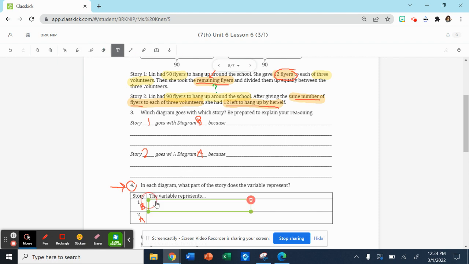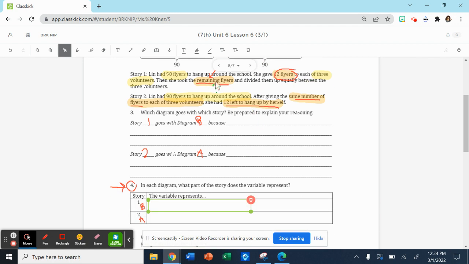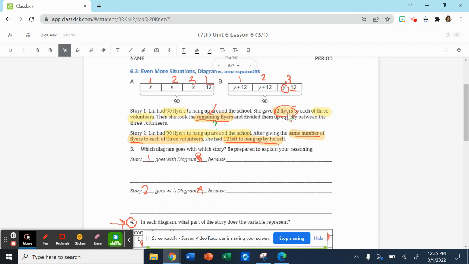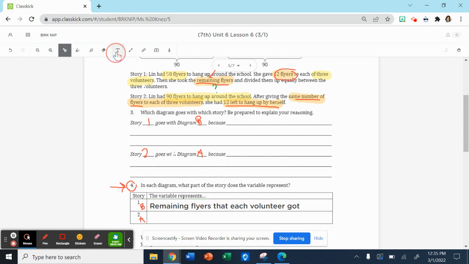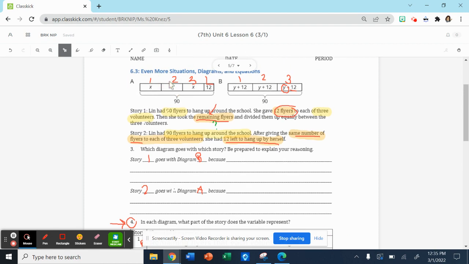We know that in story 1, diagram B, the variable, which is this Y, is the remaining flyers that each volunteer got. Because Lynn gives 12 flyers to each volunteer, that's the 12, and then she gives Y more flyers to each volunteer. We know that in diagram A, the X represents the flyers that each volunteer got. Because those X's that are split up into 3 equal groups, X, X, and X, are how many flyers were given to each volunteer.